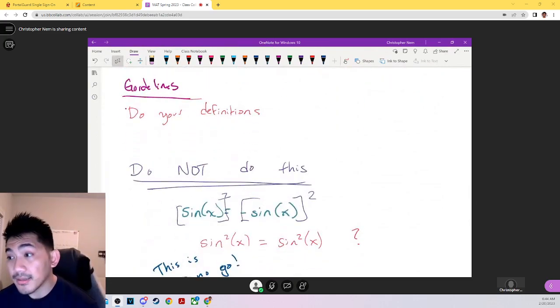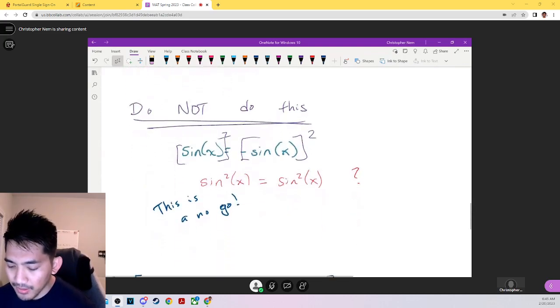Next thing is, do not do this. Do not just square the right hand side and left hand side and then boom. You can't just square both of them and hope that works. Why? Well, because the square function, unfortunately, is not a one-to-one function, which causes problems.